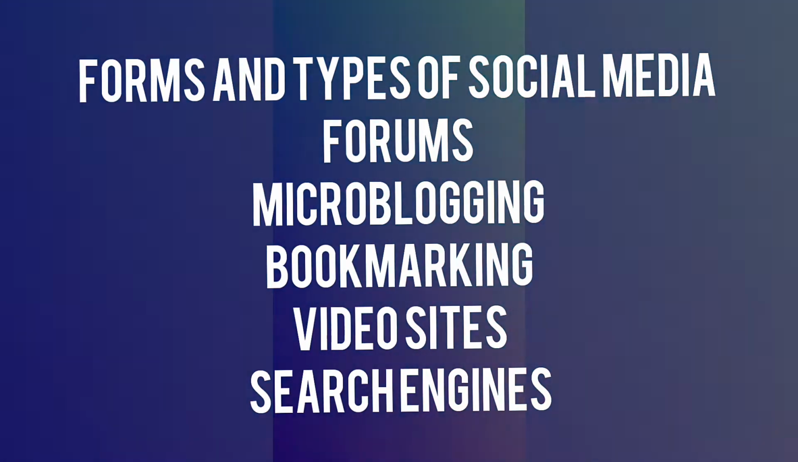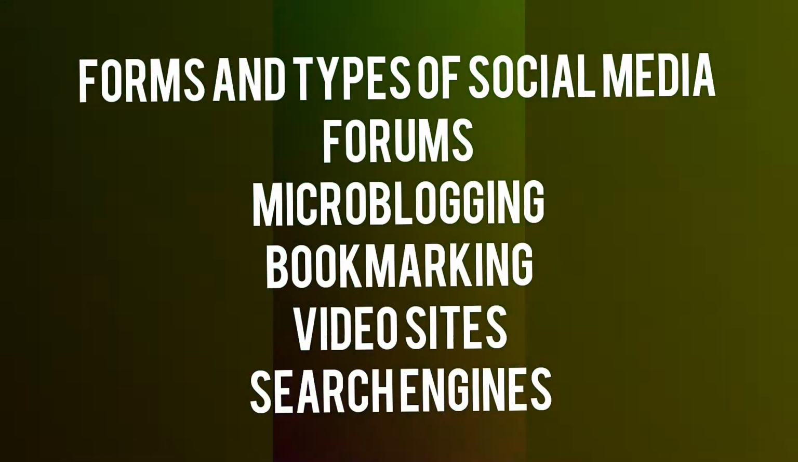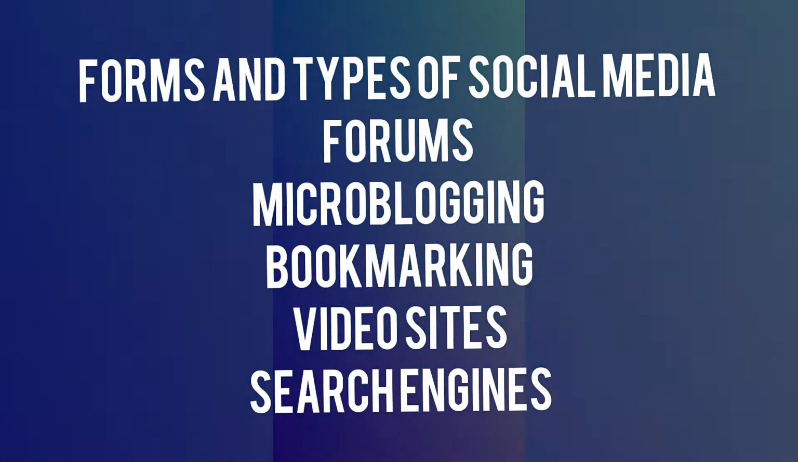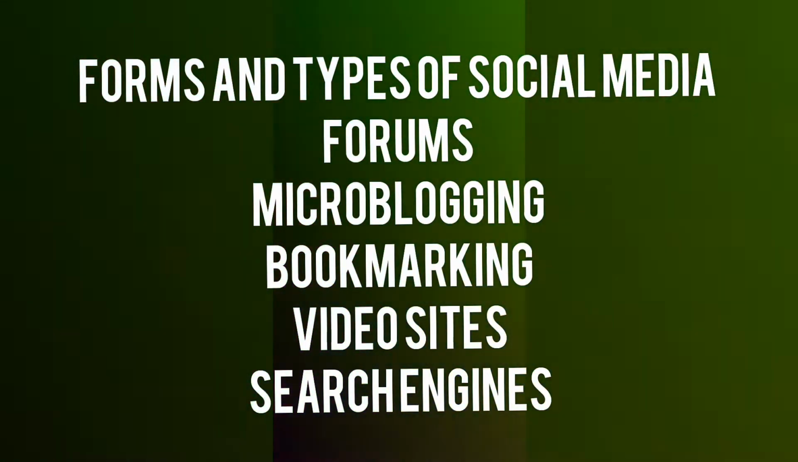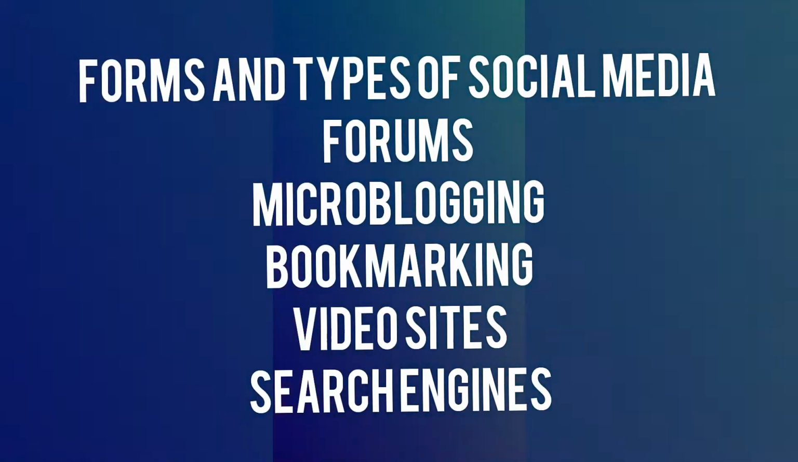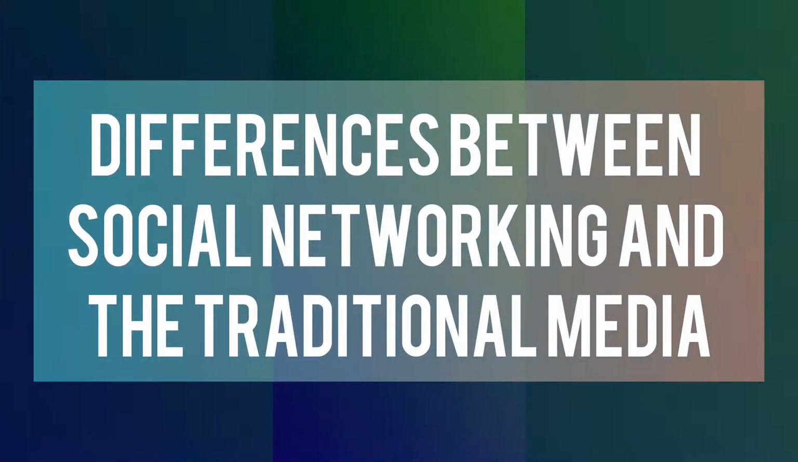Fourth, video sites. An example of this type is YouTube, where you can watch different types of videos. Fifth, search engines. A lesser known type of social media where you can type what you want to search and several matching results appear. Difference between social networking and the traditional media.